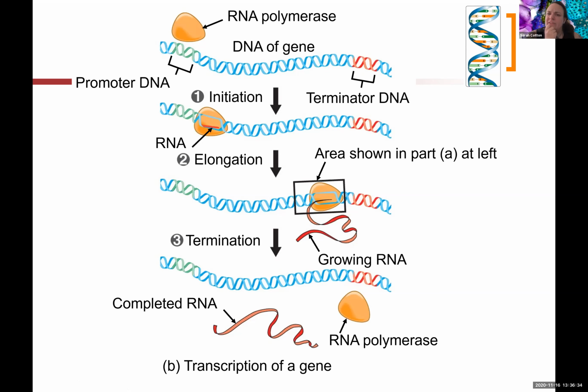Let's think about that for a second. We know what DNA polymerase does. What do you think RNA polymerase does? DNA polymerase is an enzyme that builds DNA polymers. So RNA polymerase is an enzyme that builds RNA polymers. My goodness. Right? Okay. So how does this go down?